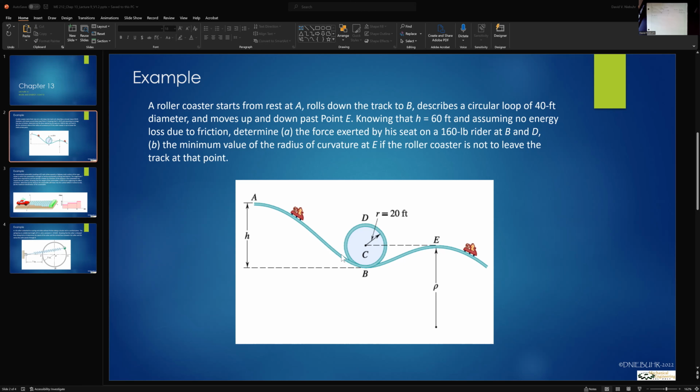They're going to go around the circle and end up at E. So we want to know what the force is at B and D, and then we also want to know what the minimum curvature is, because we know that the greater the curvature, the more the acceleration, the more apt you are to fly off the track, so to speak. We're assuming that it's just a cart without any kind of way of holding itself to the track other than gravity. So we want to make sure it doesn't go flying off. Anyway, that's what we're going to do.